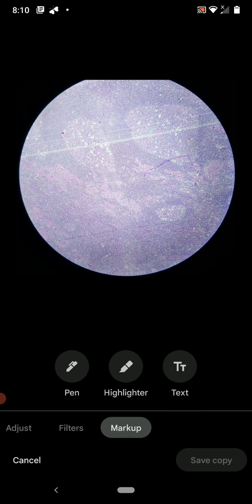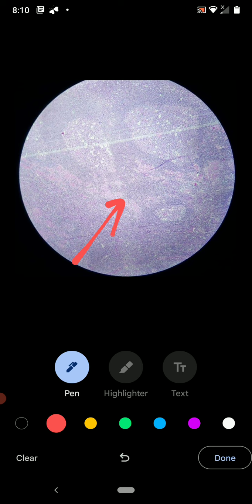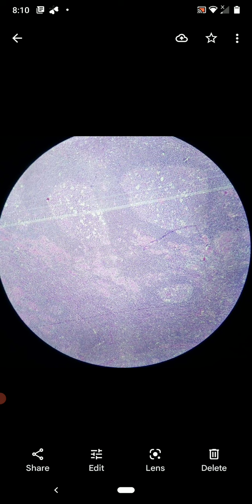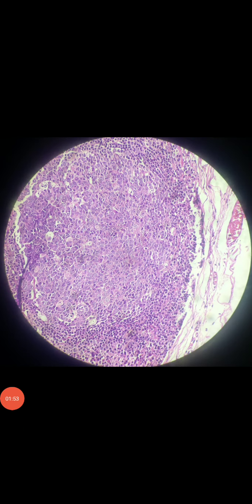Also we can see here these pale eosinophilic areas in between. Here also we can see some pale eosinophilic areas. Now let us focus at the high power view of a reactive follicle. Here is a reactive follicle.